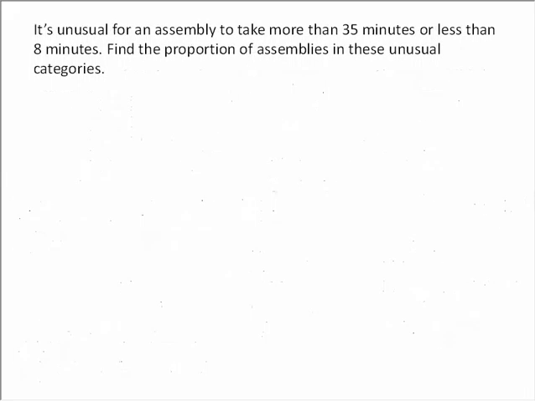Let's move on. This problem, we have the same assembly, which means our mean was still 21 and our standard deviation is still 10. It says it's unusual for an assembly to take greater than 35 minutes or less than 8. We want to find the proportion of assemblies that take greater than 35 or less than 8 minutes.